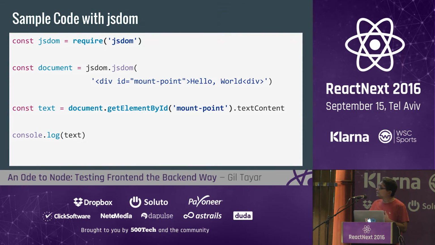And let's look at the sample code. I'm just using JSDOM here, no tests, no nothing. I'm requiring JSDOM, and I'm creating a document with this div. Notice that I'm not closing the div, I just noticed it. It's a bug of mine.